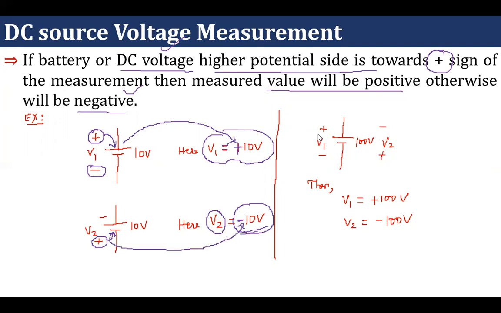Like this is the 100-volt battery, and two measurements have been done across it, V1 and V2. So easily I can say, in V1 this plus sign has been marked towards the positive plate, and that's why V1 will be plus 100. In case of V2, this plus sign has been marked towards the negative plate, and that's why V2 will be equal to minus 100 volt.